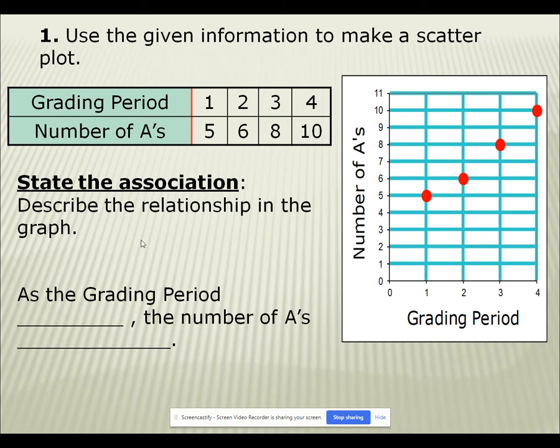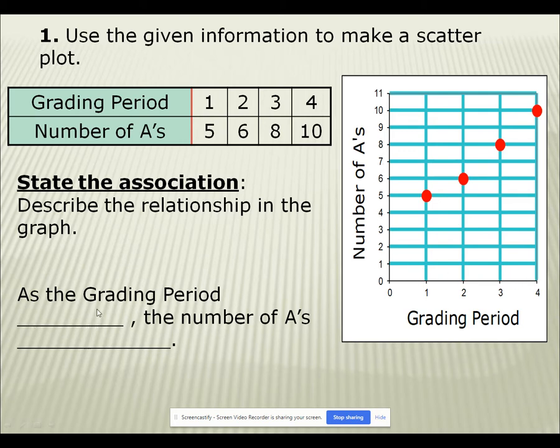The next thing we're going to talk about is if they say, okay, look at the scatter plot, and they say, state the association, or state the relationship, or state the correlation. That means they want you to describe what's going on, describe the relationship between the two things. So as the grading period does what? So as you go from left to right, as the grading period increases, because you're going left to right, the number of A's is doing what?